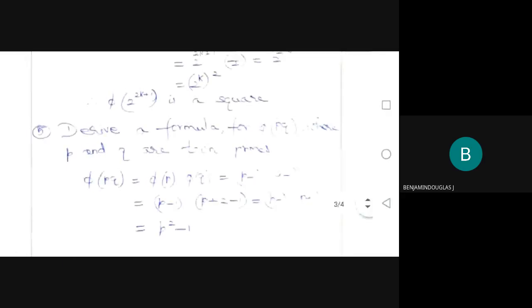So derive a formula for phi of PQ where P and Q are twin primes. So you know very well about twin primes. The examples for twin primes are 5, 7, 11, 13, 17, 19, which are the twin primes. The difference between twin primes is 2. Okay. If P is a prime, then its twin prime will be P plus 2. So look here, P and Q are twin primes.